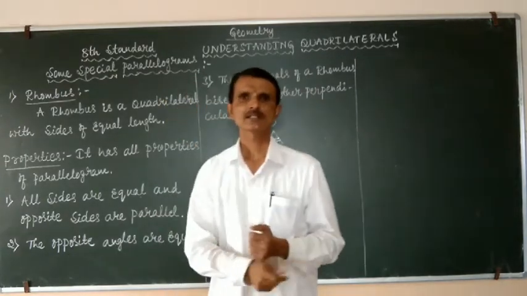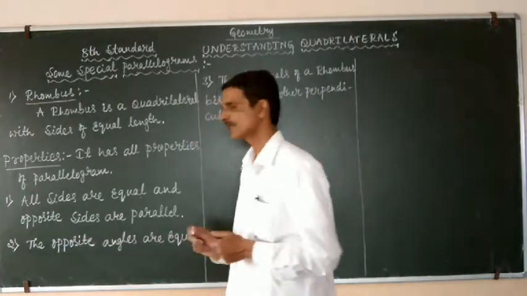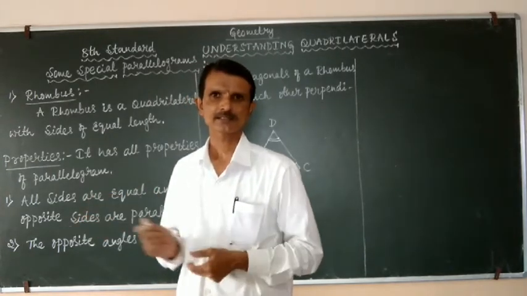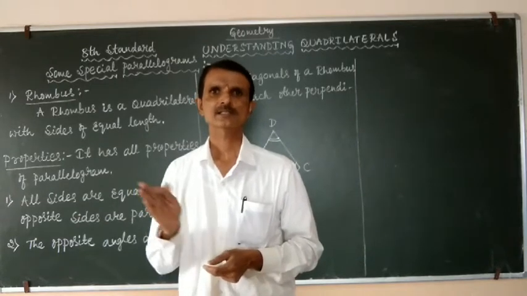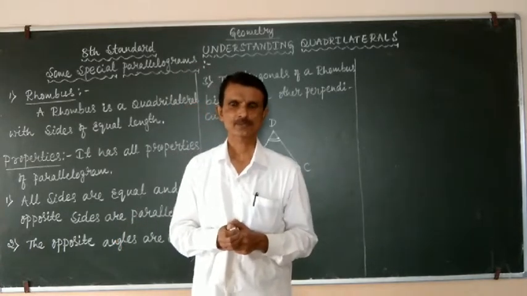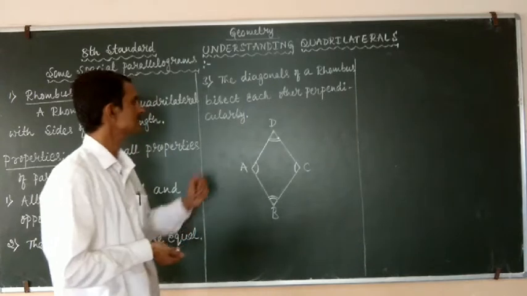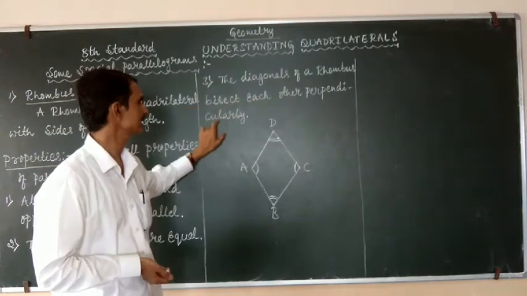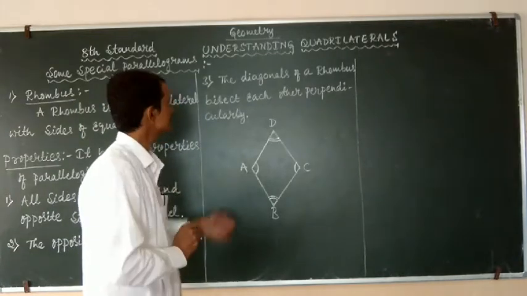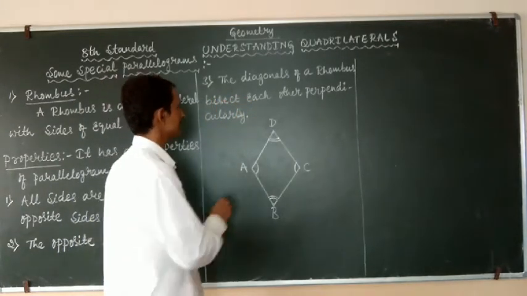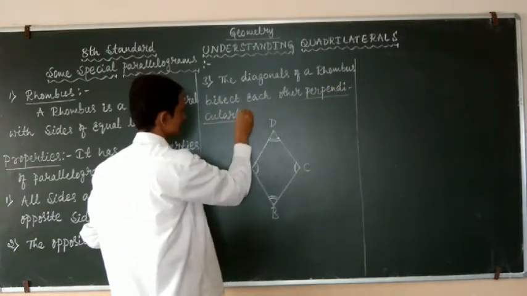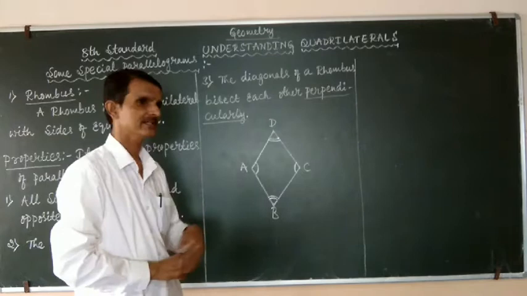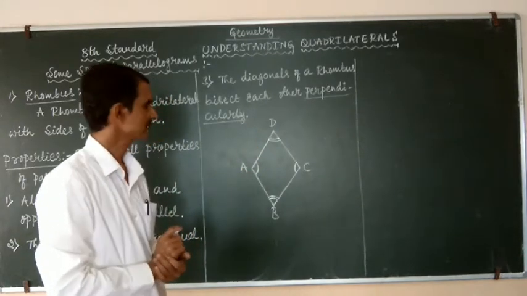The second property of the rhombus is that the opposite angles are equal. We have seen the same angle property in a parallelogram, that the opposite angles are equal. The third property is that the diagonals of a rhombus bisect each other perpendicularly. Students, we will understand the properties by taking an example figure of a rhombus.